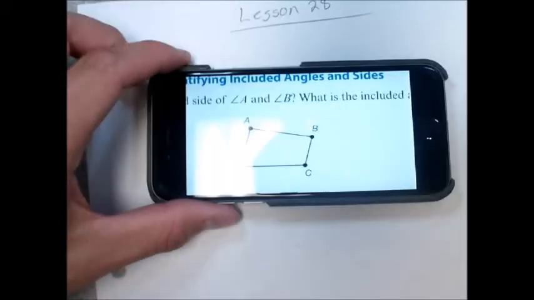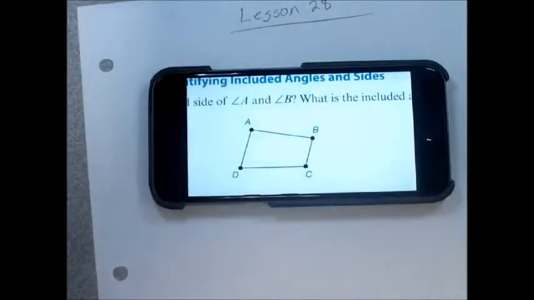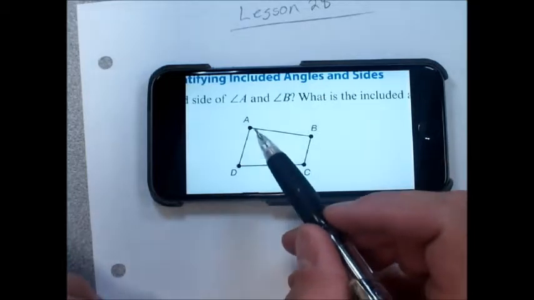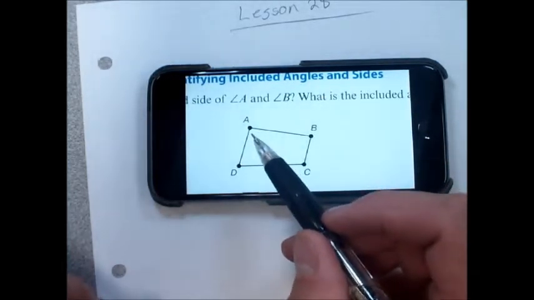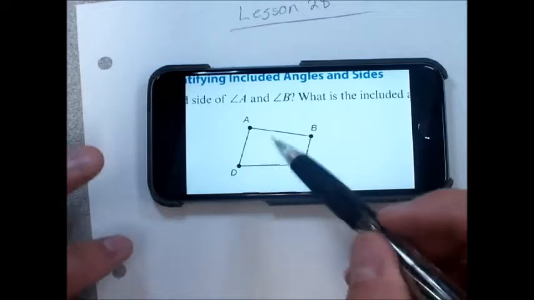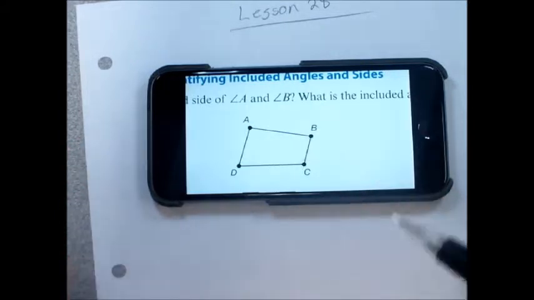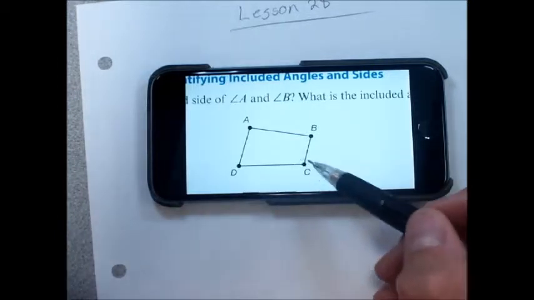Okay, so when we talk about the included angle or the included side, we talk about two sides that make the angle included. So if I say side DA and side BA, the included angle is angle A. Okay? So for the definition of included angle, it's the angle created by two sides. So if I said BC and DC, the angle that is included is C.